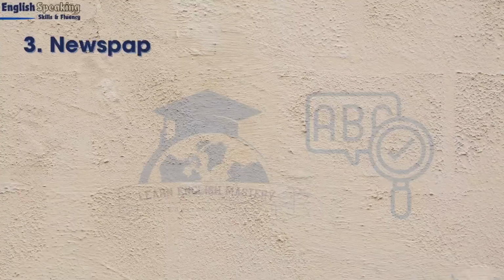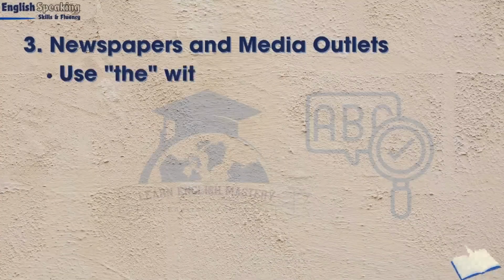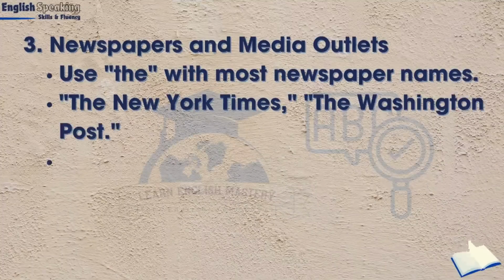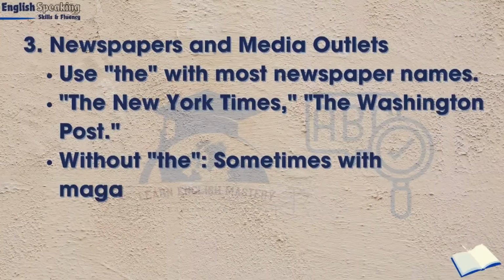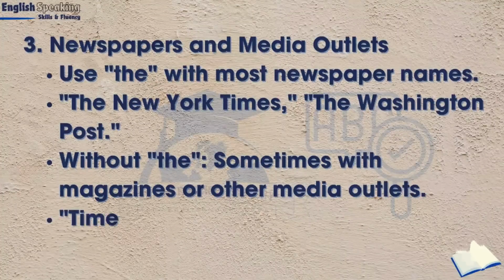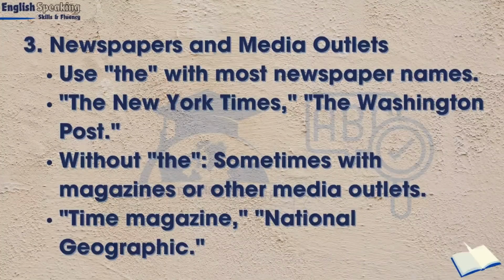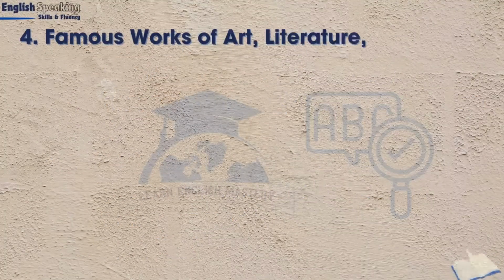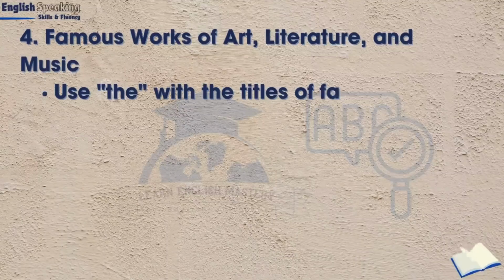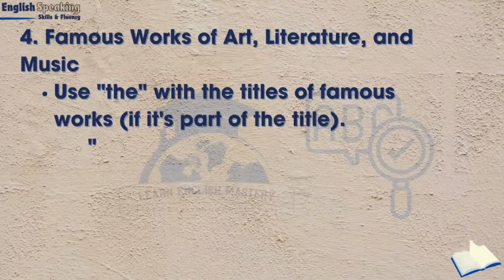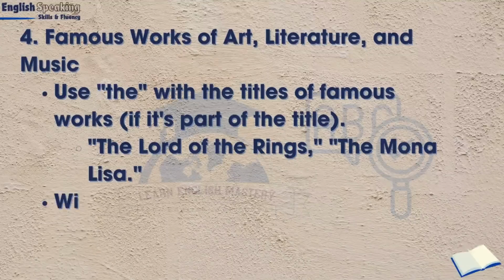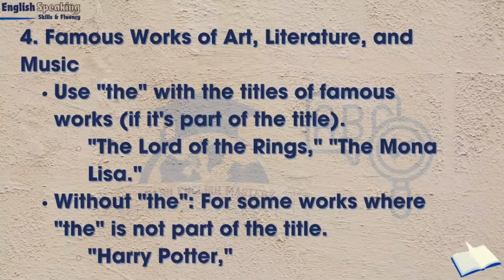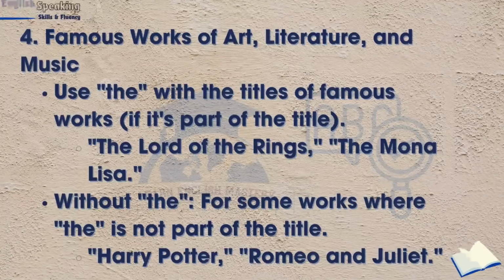3. Newspapers and media outlets. Use "the" with most newspaper names: the New York Times, the Washington Post. Without "the": sometimes with magazines or other media outlets: Time Magazine, National Geographic. 4. Famous works of art, literature, and music. Use "the" with the titles of famous works, if it's part of the title: The Lord of the Rings, the Mona Lisa. Without "the": for some works where "the" is not part of the title: Harry Potter, Romeo and Juliet.